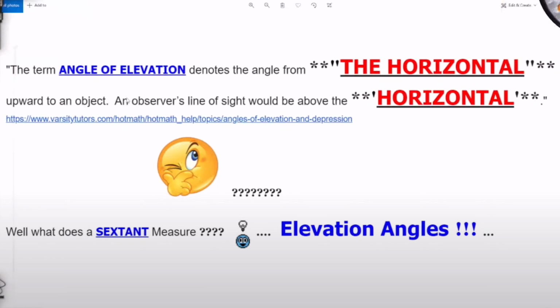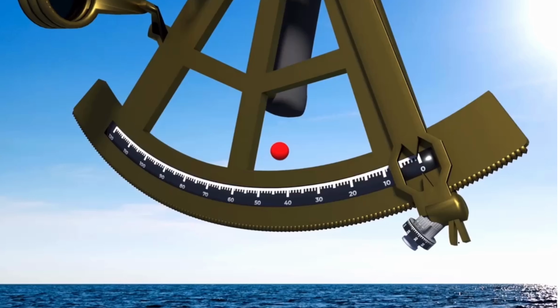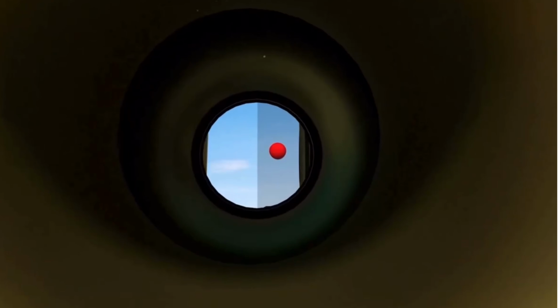Here's the last definition, angle of elevation. The term angle of elevation, by Varsity Tutors, denotes the angle from, like all the rest of them said, the horizontal upward to an object. An observer's line of sight would be above the horizontal. Yep, flat, level, flat, adjacent. Simple as that. Well, what does a sextant measure? Would that be elevation angles?